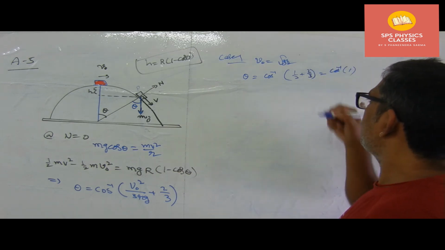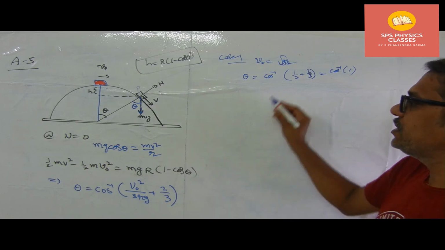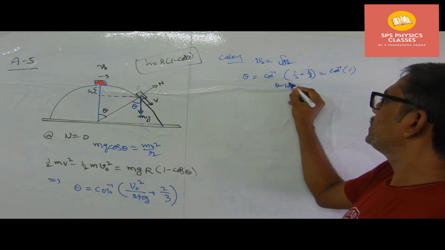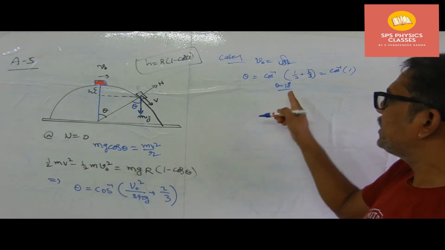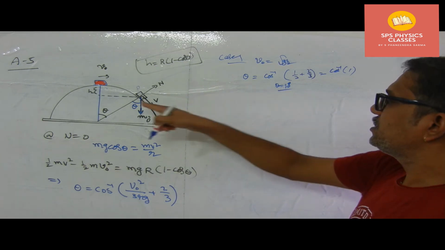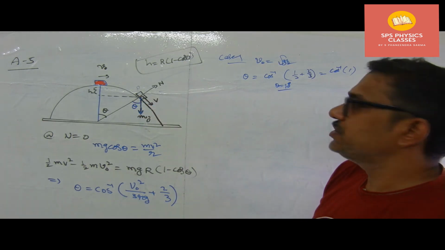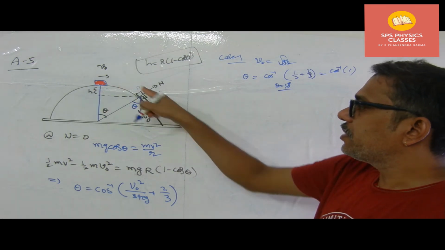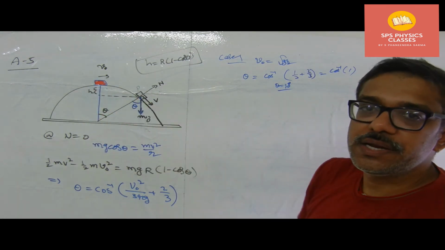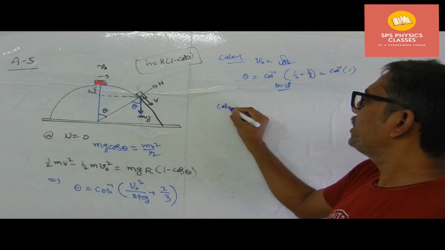That means cos inverse of 1 we can write down. Cos inverse of 1 means theta is equal to how many degrees? Theta is equal to 90 degrees. That means at exactly 90 degrees, the system will try to leave the surface. That's a condition. That means it will try to continue in the vertical circle. That is the internal meaning. That's it. Let us take case 2.